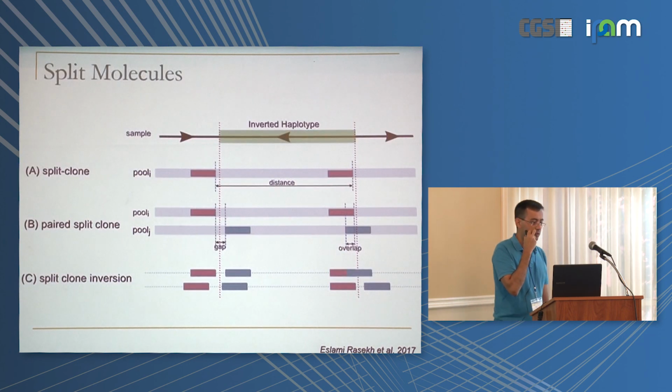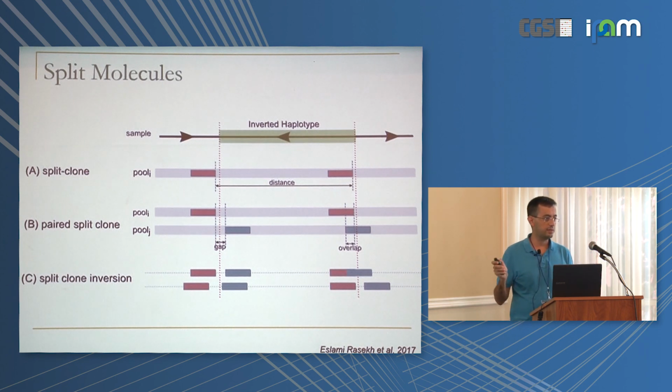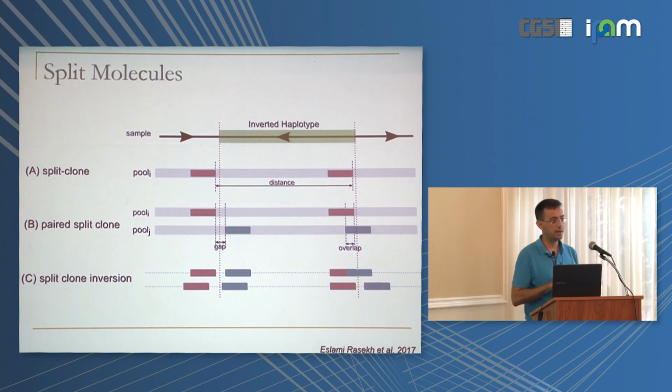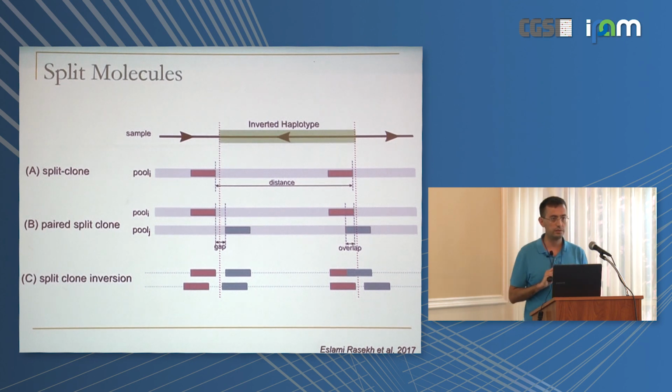So when we have those split molecules, obviously, we are going to cluster them, just like we did for read pair analysis. So let's say, again, this is our inverted haplotype. In the red pool, we have this split clone. We call it a split clone when the size of this inferred clone, which is inferred by looking at the mappings within windows and then clustering those that are in close proximity to each other in the same pool.